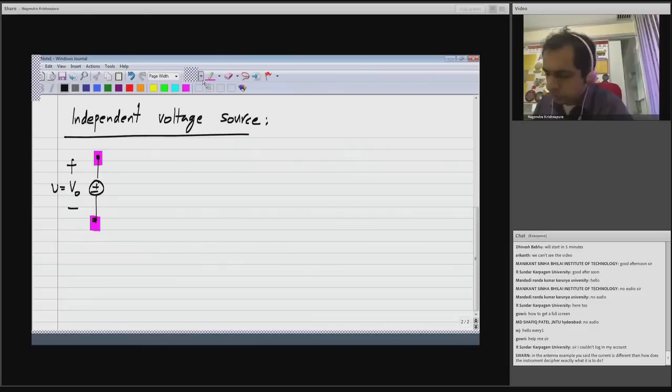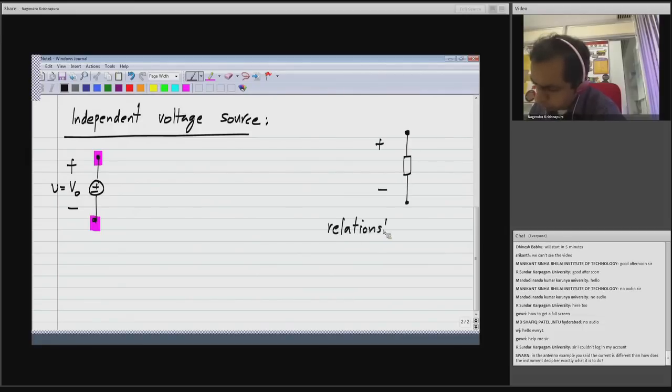Now, one of the things I have to mention before we go further is the convention that we will take for describing the currents and voltages of two terminal devices. So, what is done is to describe relationships between the voltage and the current.